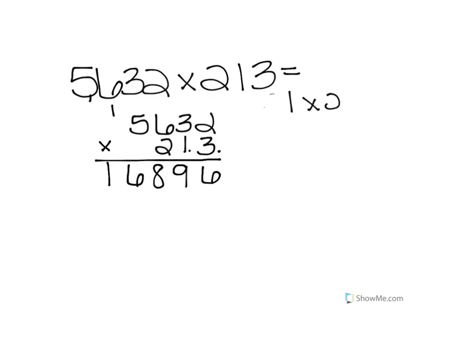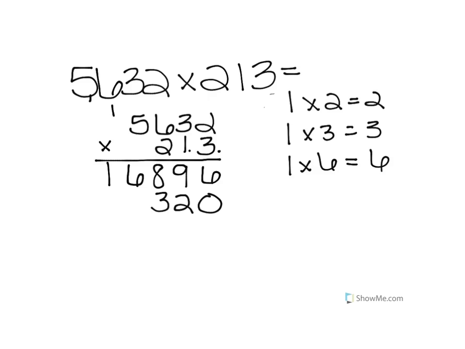1 times 2 equals 2. Oh, I have to remember to put my 0 here because this 1 is actually a 10. 1 times 3 equals 3. 1 times 6 equals 6. And 1 times 5 equals 5. Done with the 1. Now I can move on to the 2.